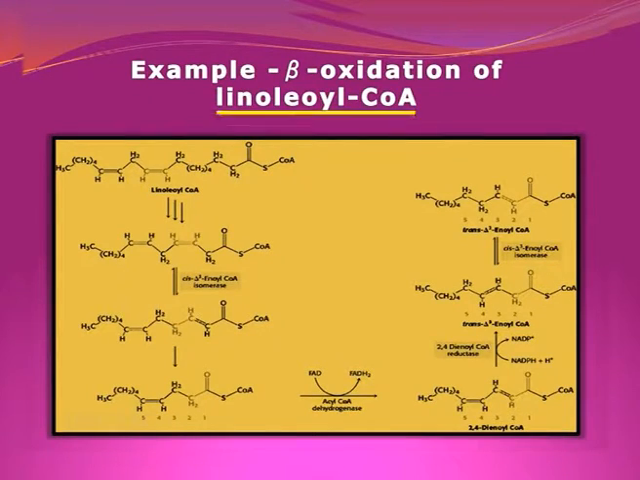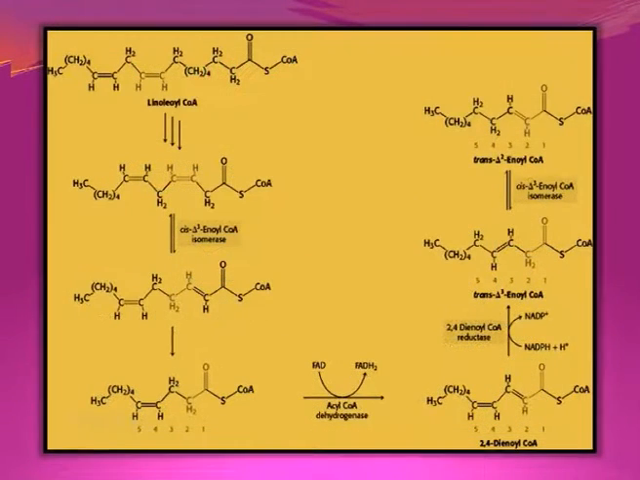In this slide, we will see the beta oxidation of linoleoyl-CoA. Now, in the case of linoleoyl-CoA, there are two double bonds present between the carbon atoms 9 and 10 and between the carbon atoms 12 and 13. The enzyme enoyl-CoA isomerase converts the double bond present between the carbon atoms 3 and 4 into the carbon atoms 2 and 3. But the double bond between 4 and 5 still exists.